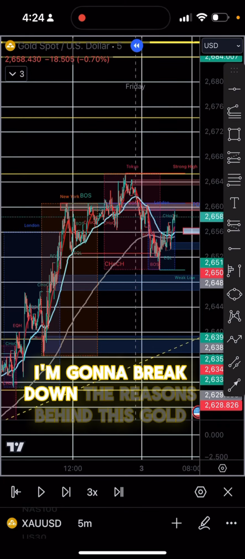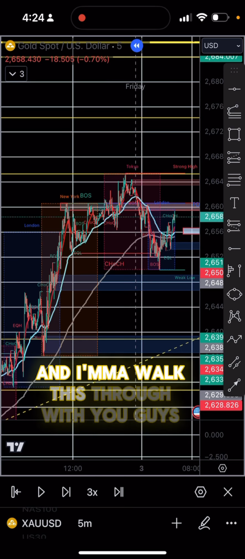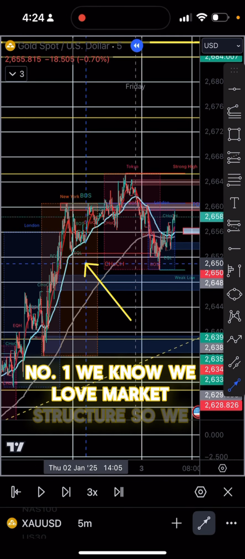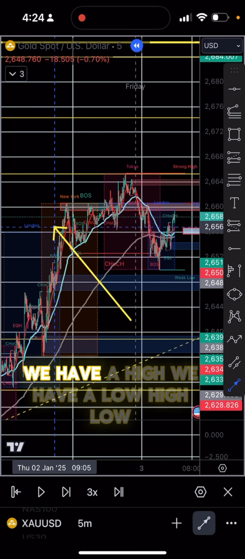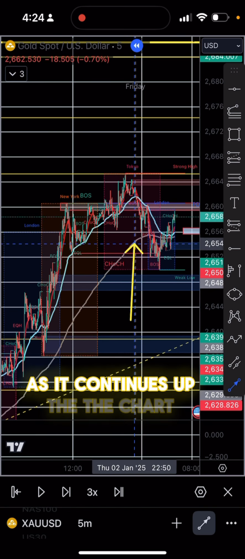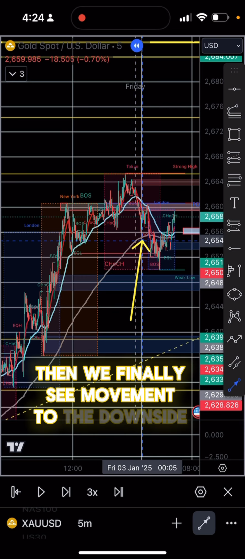Today, I'm gonna break down the reasons behind this gold trade. There were three basic reasons behind it, and I'm gonna walk this through with you guys. Number one, we know we love market structure. So we have a low, we have a high, we have a low, high, low as it continues up the chart. Then we finally see movement to the downside.